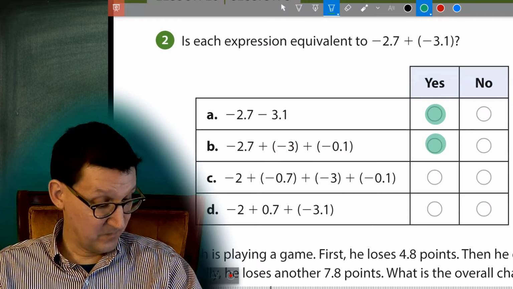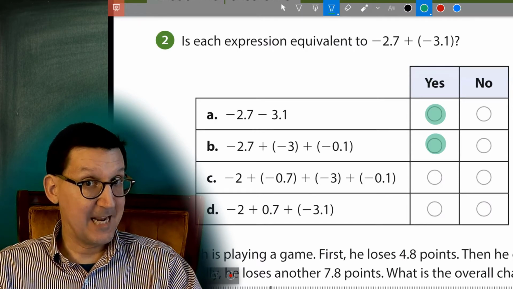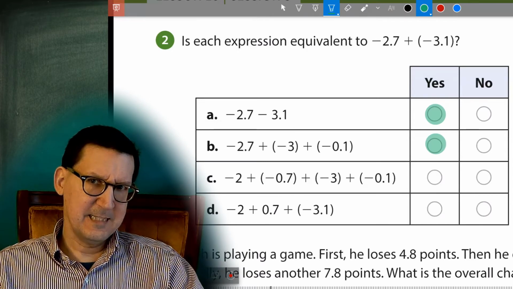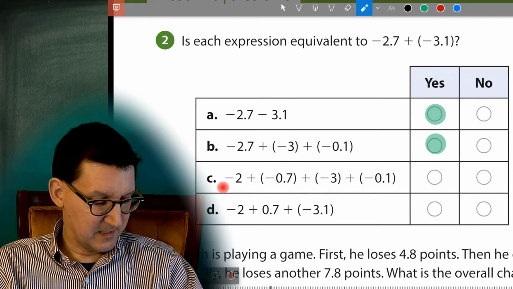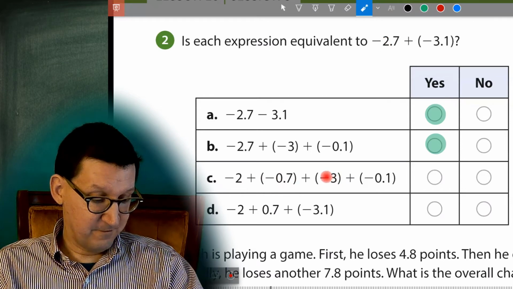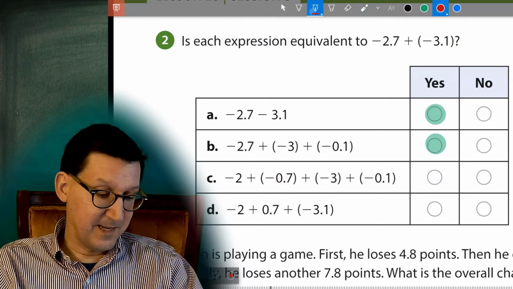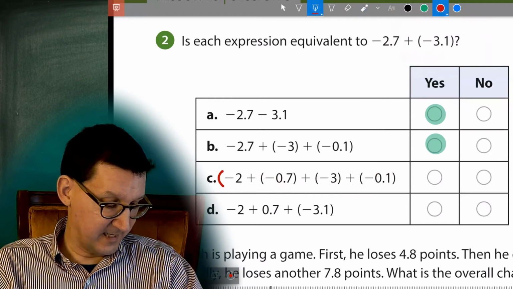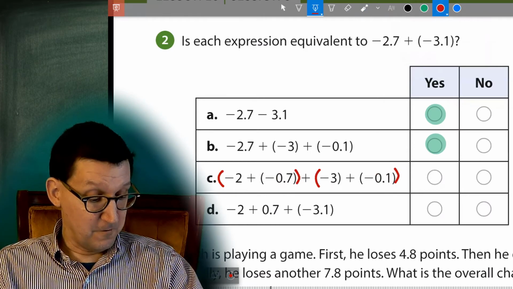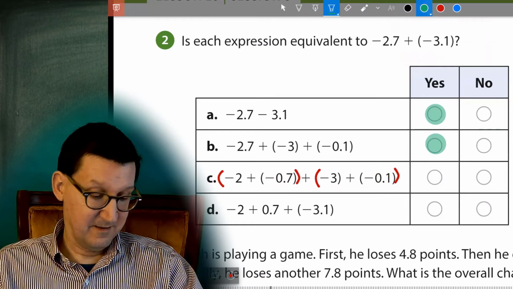So, if you've been following along with the decomposing numbers, you'd find out what that is. Let's try number C. Negative 2 plus negative 0.7 plus negative 3 plus negative 0.1. What does that give you? Well, negative 2 plus negative 0.7 is negative 2.7. That's what we have here. And negative 3 plus negative 0.1, well, that's negative 3.1. So all that's saying is that it's just blocking up this and that. It was decomposing those, right? So add those together, and yeah, we have negative 2.7 plus negative 3.1. So that's exactly the same as the other.